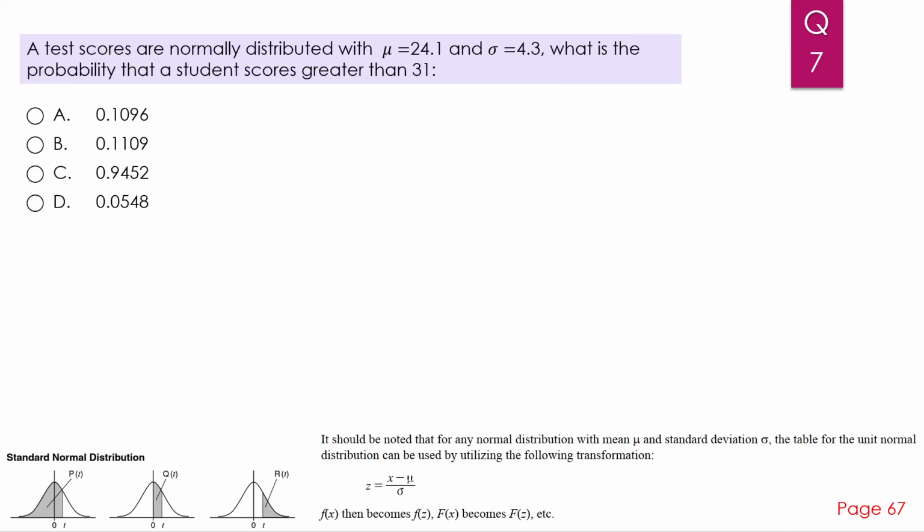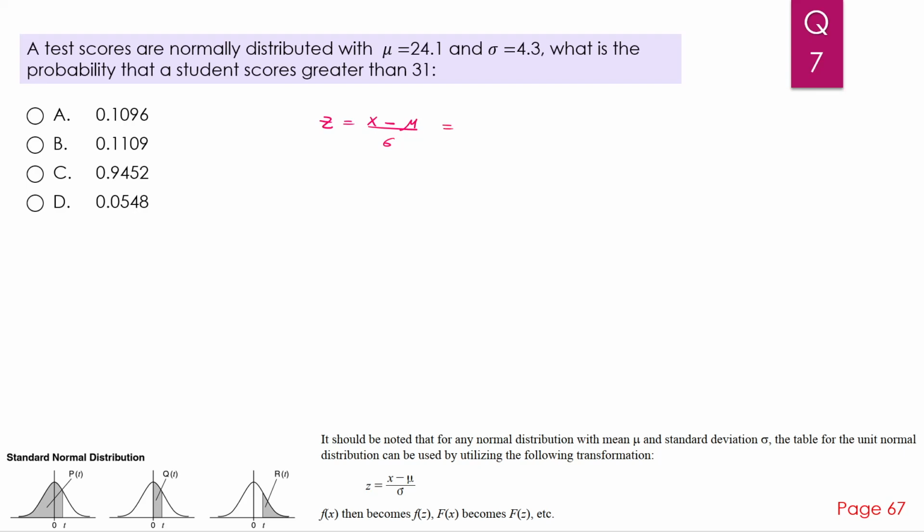Next one, test scores are normally distributed with mu 24.1 and sigma 4.3. What is the probability that a student scores greater than 31? So in case we have a normal distribution with mu and sigma, we can use the table for the unit normal distribution, but we need to standardize the value x, and you can check that on page 67. So z equals x minus mu divided by sigma.